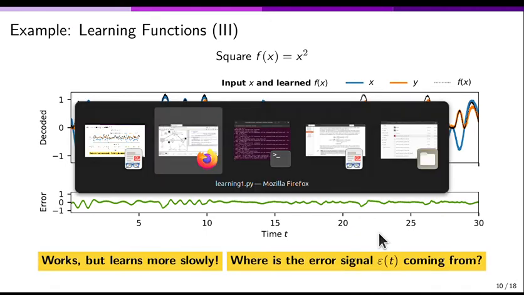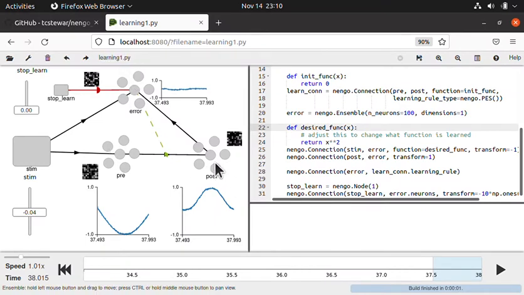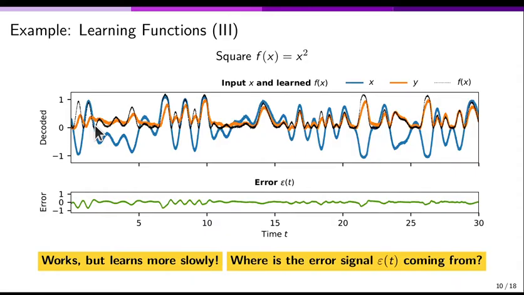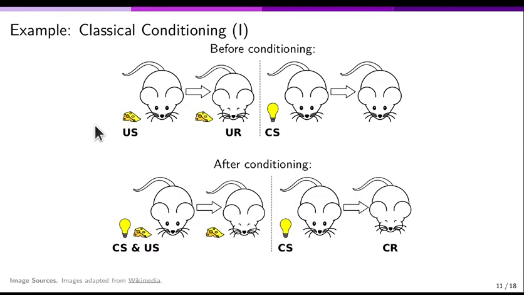I can get my error signal by subtracting what I'm doing from the correct answer, but in order to get that, I'm going to need to get that correct answer from somewhere. Now, the nice thing is, there are some situations where we might actually be getting a realistic correct answer from somewhere. So I guess one classic situation where this might be would be the standard story of classical conditioning.